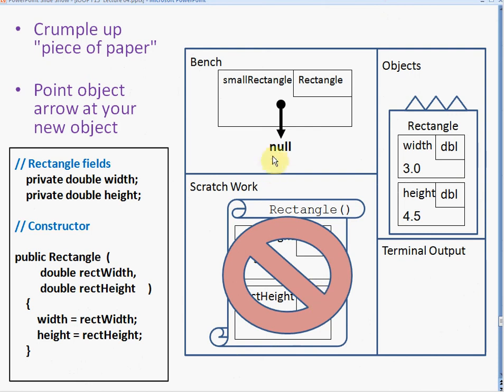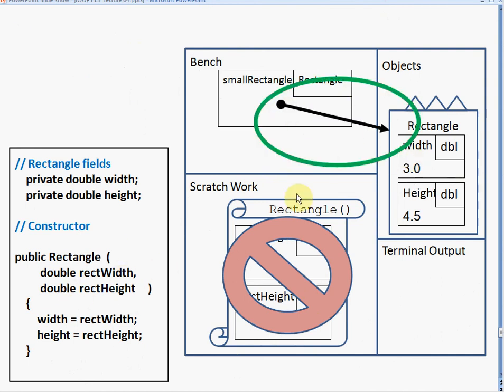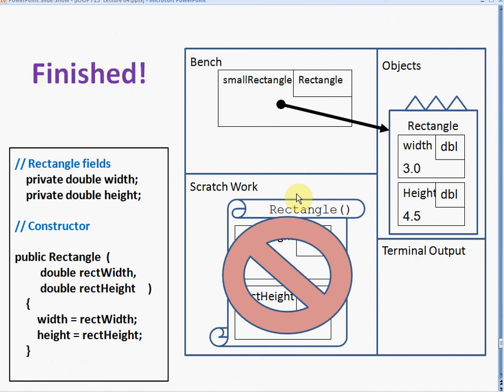And the final step is we're going to take this arrow and point it, instead of pointing it at null, which you recall means the space intentionally left blank, we've now got an object that small rectangle should point to that we built up using our constructor method. We're going to point this arrow over at the Rectangle. Okay? And that's it. You're done.